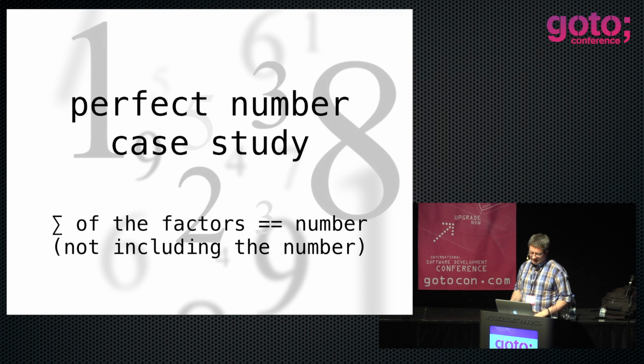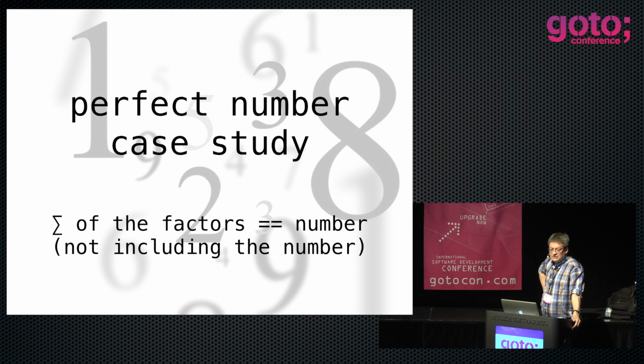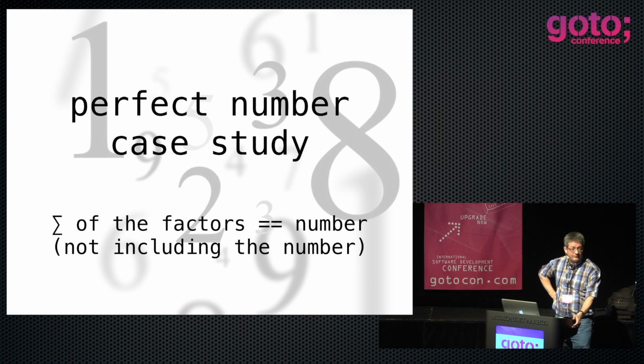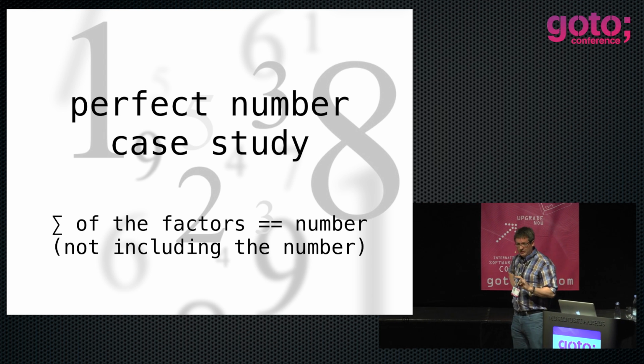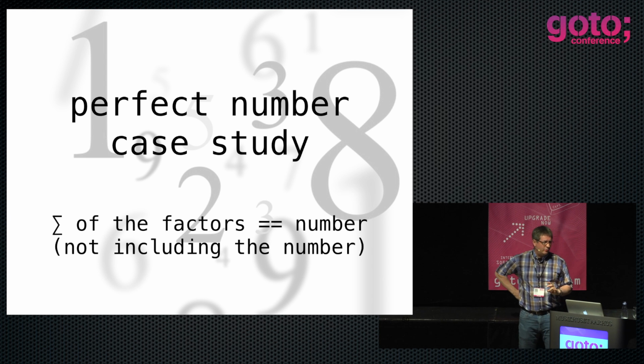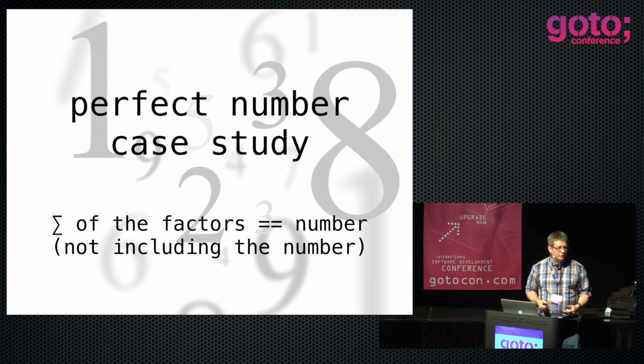There's this ancient thing that the ancient Greeks first discovered, this thing called a perfect number. It's a number where the sum of the factors equals the number if you don't include the number itself. So 6, for example, is a perfect number because its factors are 1, 2, and 3. And if you add 1 plus 2 plus 3, it equals 6. 28 is also a perfect number. If you want, someone can factor it and add the numbers up, and you can verify that it is, in fact, a perfect number. So that's what I want to do, is write some code that determines perfect numbers.